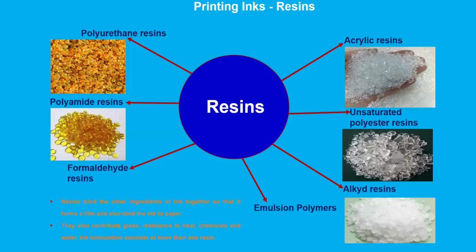We are using polyurethane. We are using polyamides. We are using formaldehydes, emulsion polymers, then alkyd resins, unsaturated polyester resins, and acrylic resin. So these are some common types of resins that we use in printing inks, and these resins help us to enhance the ink adhesion on the substrates. So if your resin percentage is not correct, this will impact your ink adhesion also.